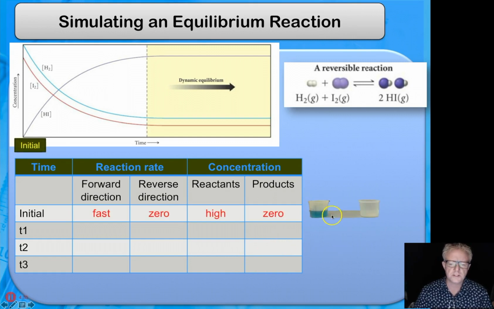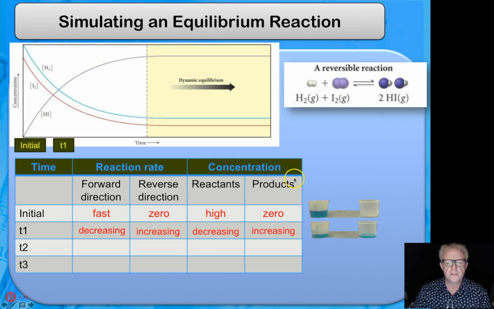Well, let's say you have two containers. On the left here you have some colored water which represents the reactants, and the bowl on the right hand side represents the products, hydrogen iodide. Initially, the forward reaction is going to be very fast. There's going to be no backward reaction because there's no products, right? So the reverse direction is going to be 0, and the concentration is going to be 0. We can see that with the graph here, that at time 0 for our hydrogen iodide, the product is 0.